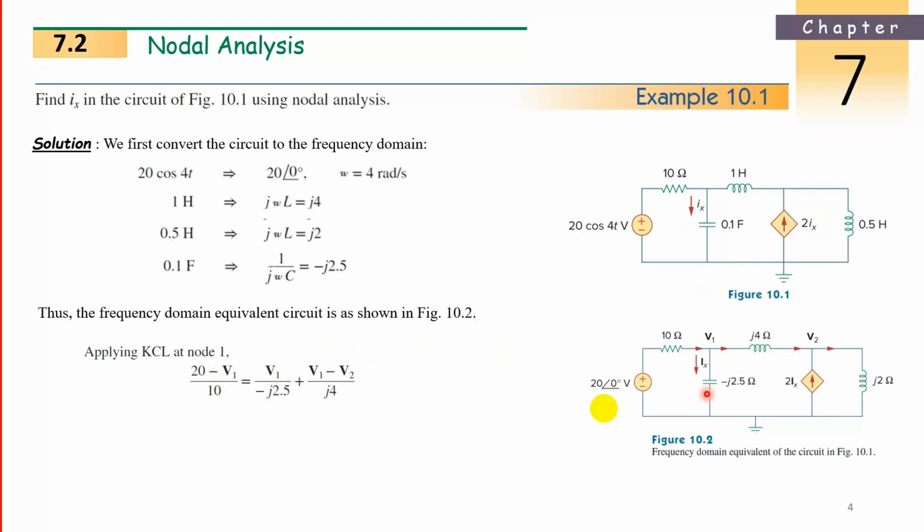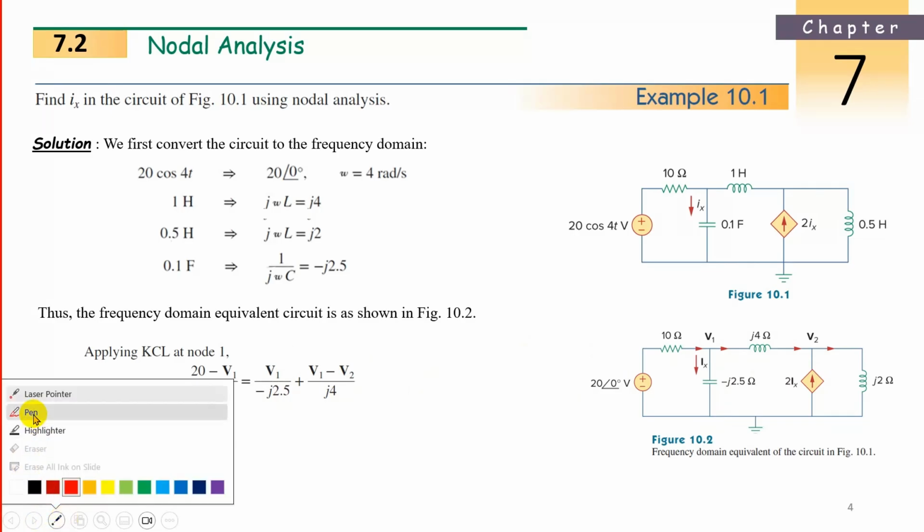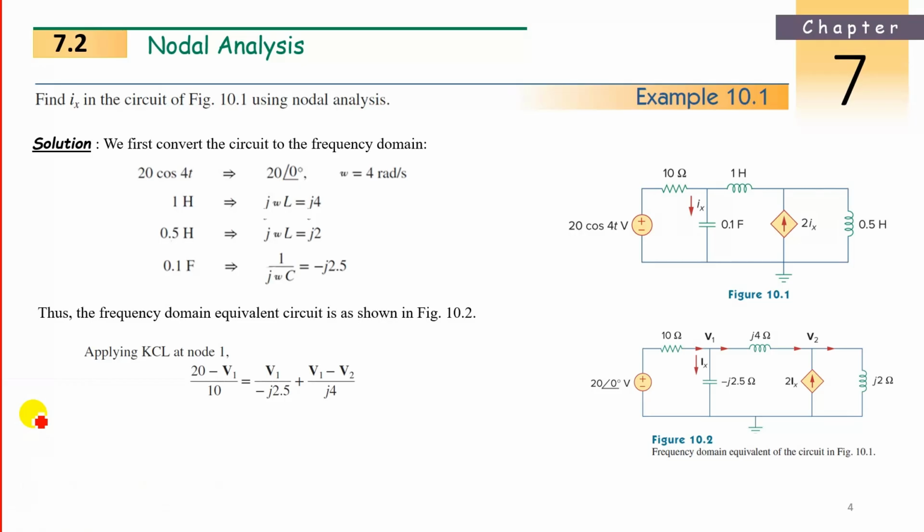The two currents leaving are V1 divided by minus j2.5, for the capacitance branch, and V1 minus V2 divided by j4. Now here the point will come. What is the equation? I will write it here. Just rearrange this one. I am just pointing here, no problem. So 20 divided by 10 I can put.